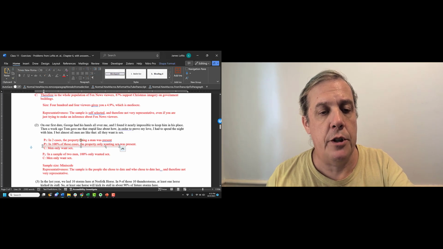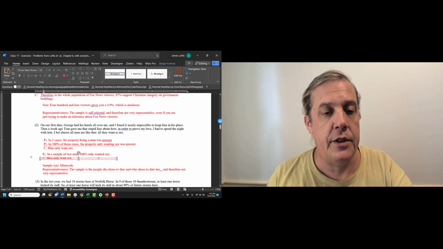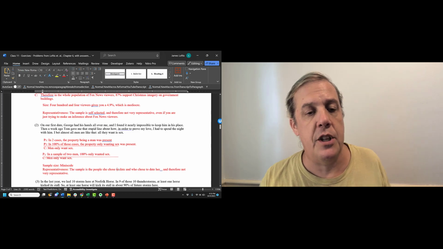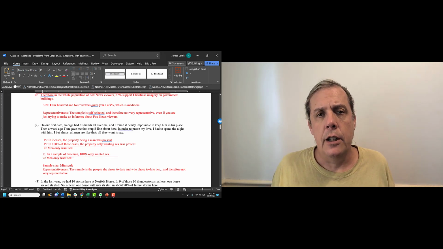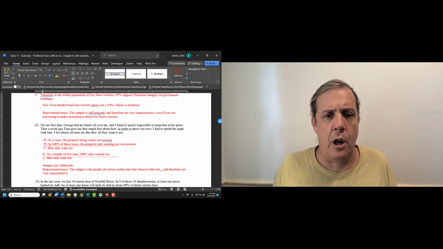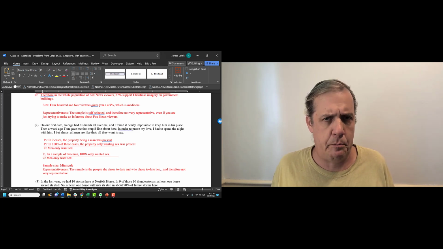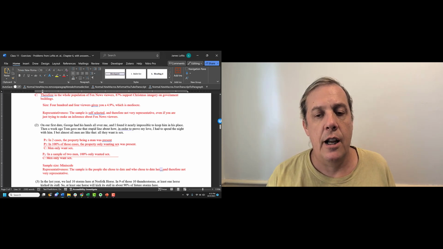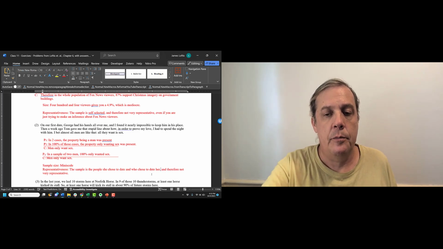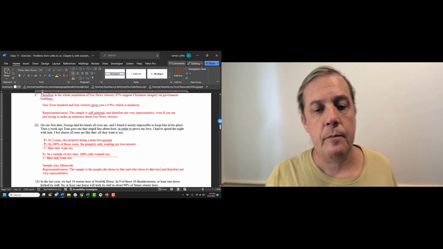And again, this one's pretty straightforward. It's clear that this is not a representative sample. The sample size is minuscule, and the sample was selected. It's not quite a self-selected sample. It's selected by the person speaking and the person who chooses to date the person speaking, right? So the sample is the people she chose to date and who also chose to date her, and therefore is not representative. It's pretty straightforward.